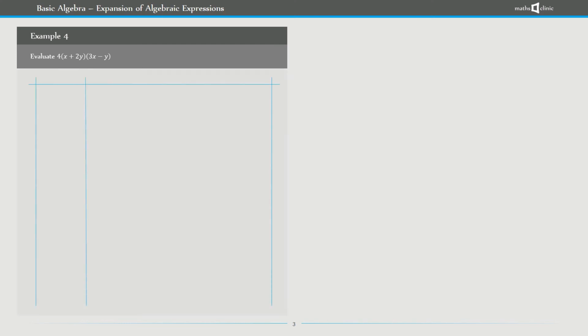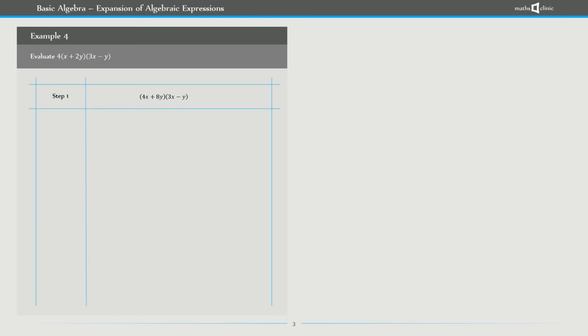Very simple. The first thing we want to do is multiply 4 by x plus 2y. So when you expand 4 by x plus 2y, you have 4x, i.e. 4 times x, plus 4 times 2y, 8y. And then you simply multiply this by 3x minus y, and that's pretty much the only difference that the number 4 out there makes. Just multiply 4 by the first bracket there, and from that point on you're good to go.